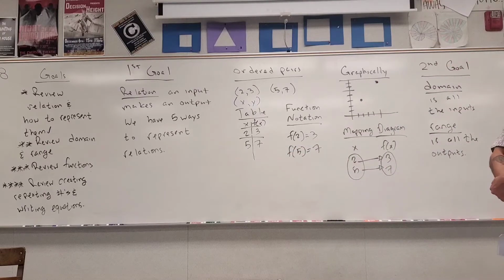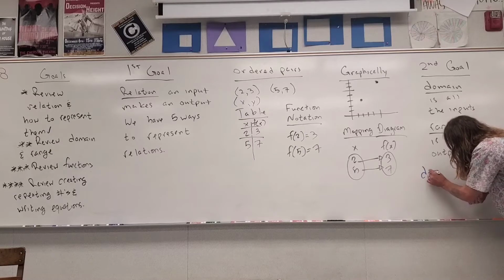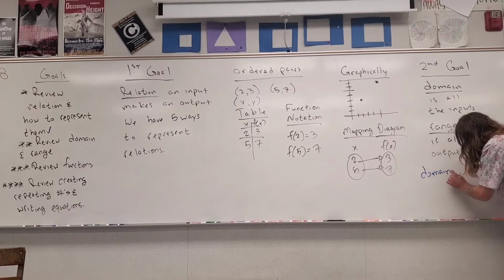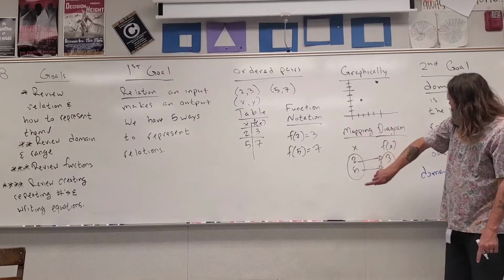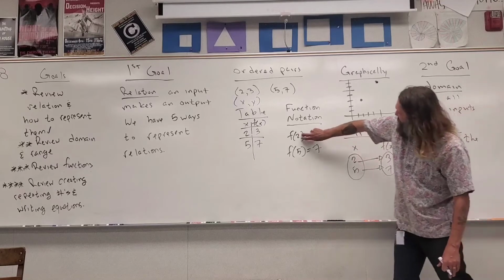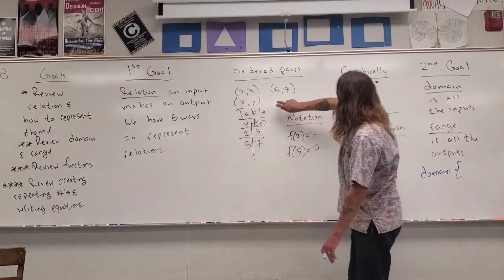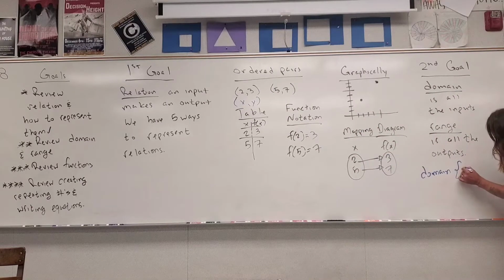Our second goal is to review domain and range. Domain is all the inputs, range is all the outputs. So the domain for my example right here, I would say domain, and then you would put braces. So all my inputs, those are the x values. My inputs would be 2 and 5, you see? So all the x values are my domain, right? All the inputs. So my domain is 2 and 5.